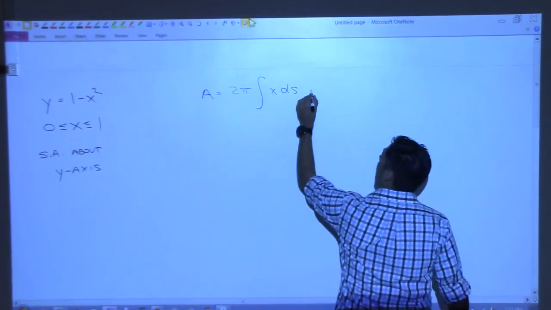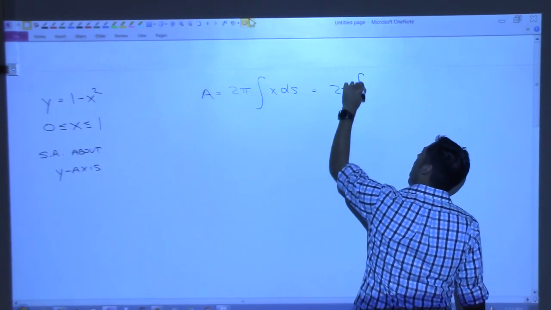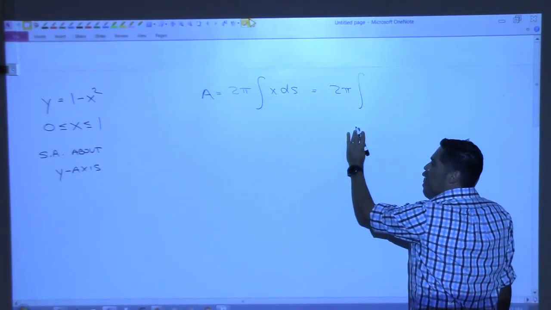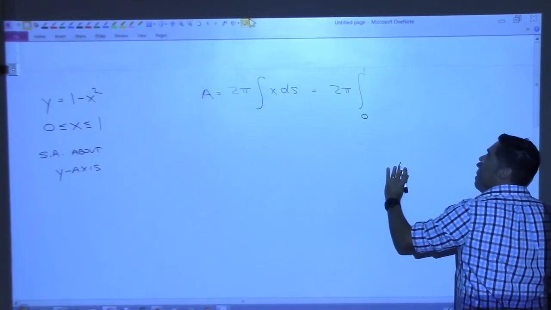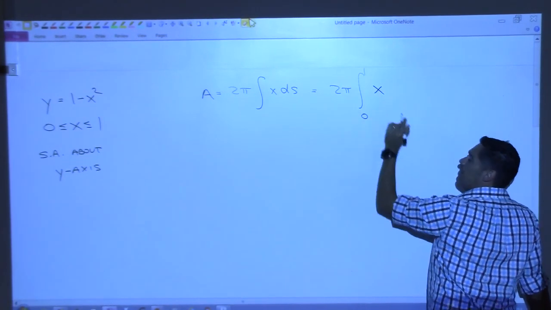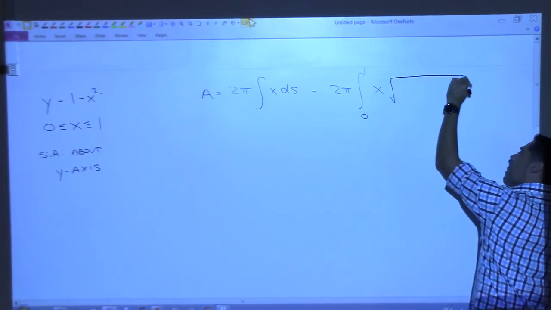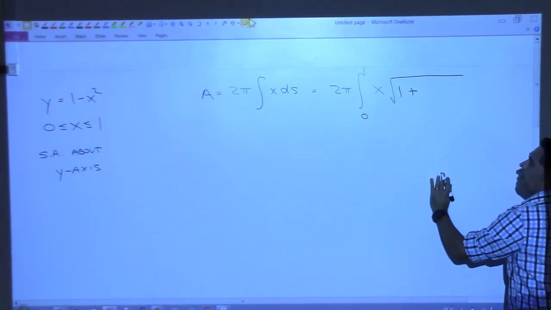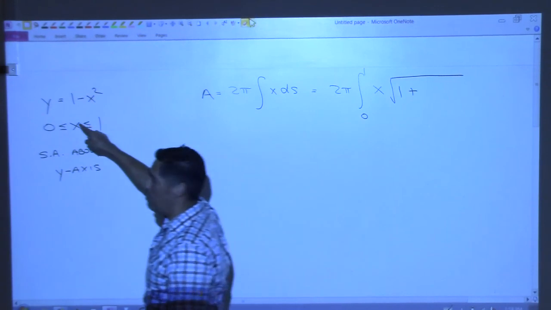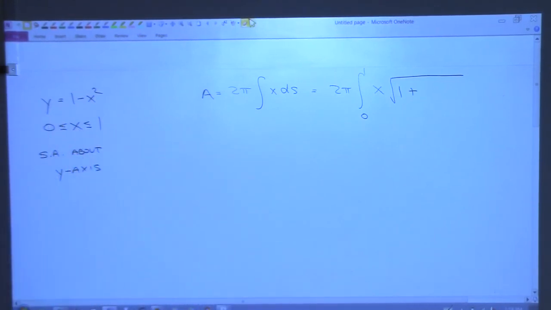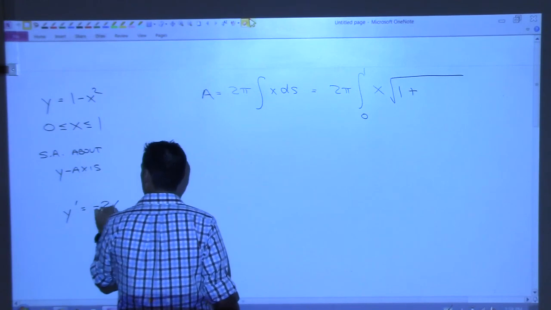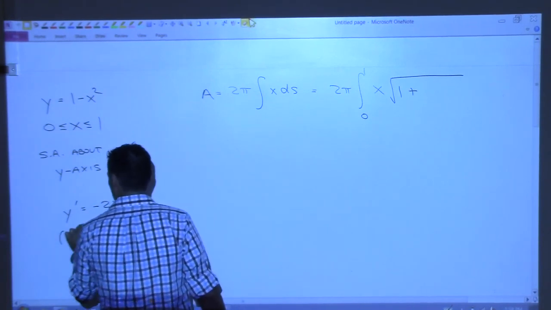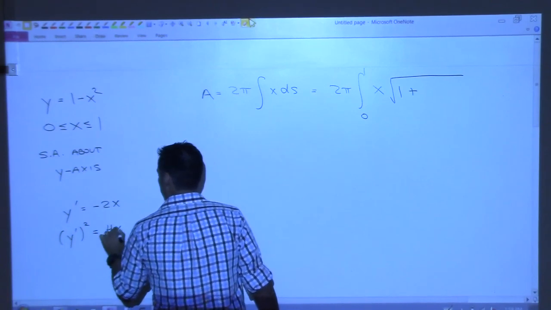All right, so for us, we're going to be going 2 pi integral. And since we're going with respect to x, I'm going to use my limits 0 and 1, right? Those are x values. And then I have, according to the formula, x, and then square root of 1 plus, and I'm going to be taking the derivative of y, right, y prime, squared. Y prime squared. So what happens when I take y prime? Let's do that here. Negative 2x, and y prime squared, wow, this one's really clean, is 4x squared.